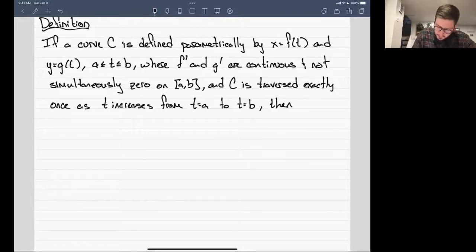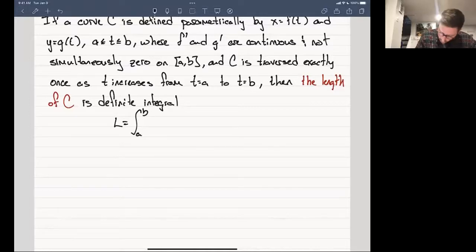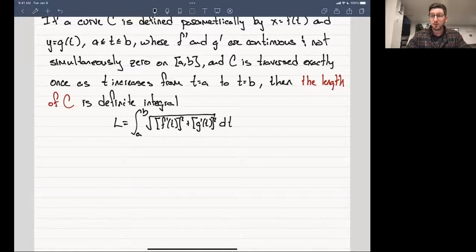But then let's put this in red to highlight it. The length of C is the definite integral, where L is the length. This is the integral from a to b of the square root of f prime of t squared plus g prime of t squared. So this is very much like the Pythagorean formula: the x component squared plus the y component squared.